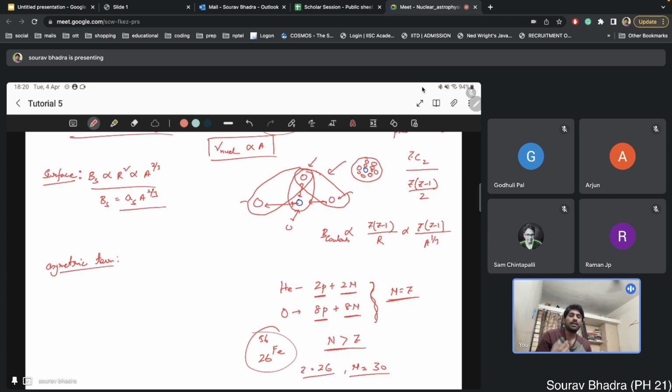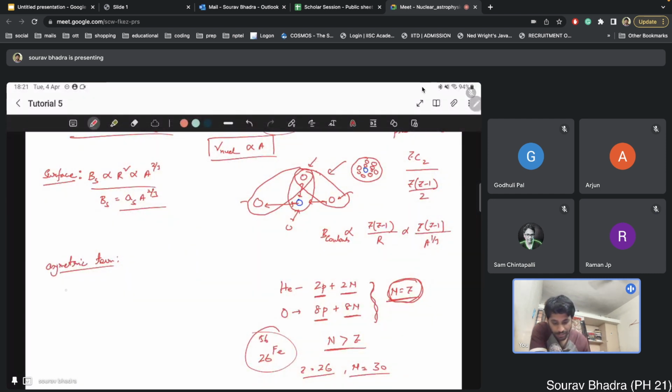So this is the reason behind the asymmetric term. When we go to higher and higher order elements, the number of neutrons is greater than the number of protons, and the symmetry is breaking. Symmetry means N is equal to Z. So that's why the asymmetric term comes into the liquid drop model.